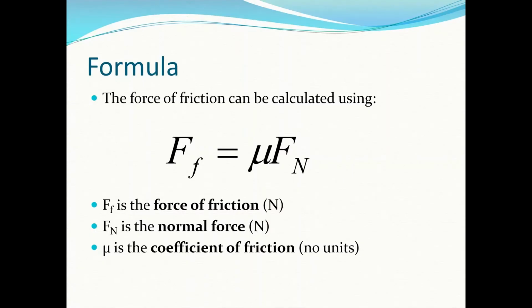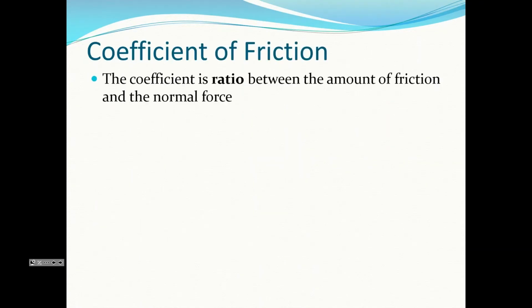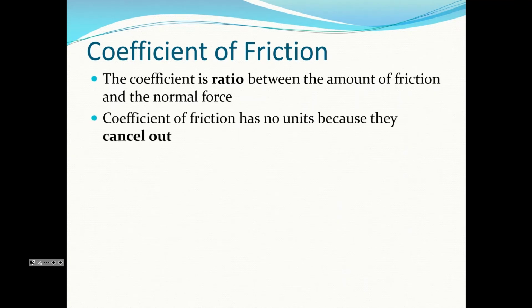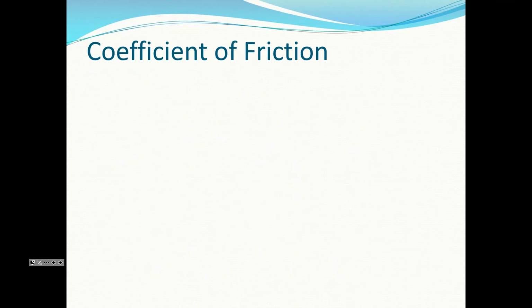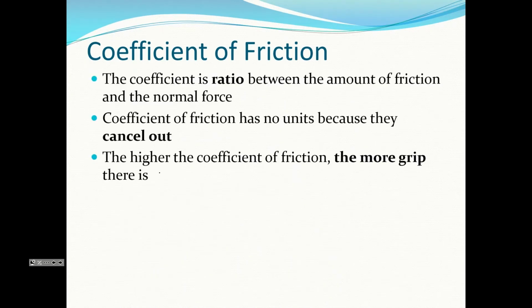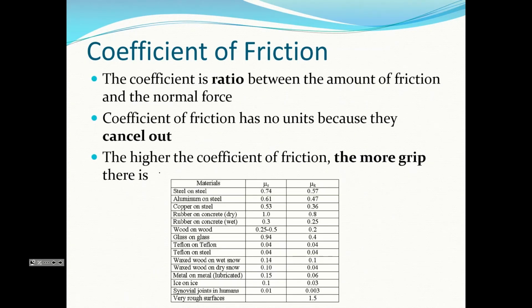So I'll explain what the coefficient of friction is. Coefficient of friction is just the ratio between the amount of friction and the amount of normal force. So coefficient of friction has no units because they cancel out, right? If we go back here and we move force normal under here, well, this is in newtons, this is in newtons, so the newtons on top, newtons on the bottom would cancel out. So the higher the coefficient of friction, the more grip there is.